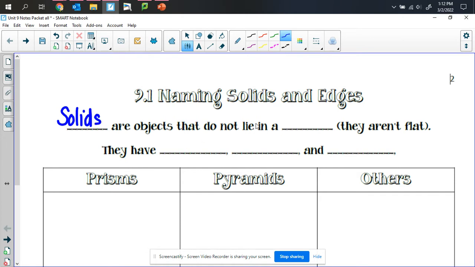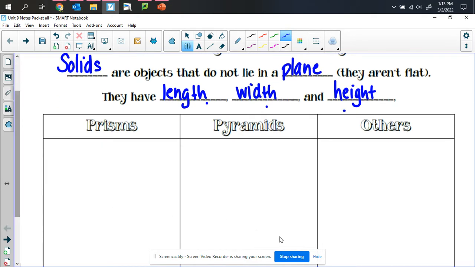Solids are objects that do not lie in a plane. A plane would be exactly like a flat piece of paper. So in other words, when we talk about solids, they are not flat. They have length, width, and height. So if you're thinking about three-dimensional, these are our three different dimensions that we have: length, width, and height.